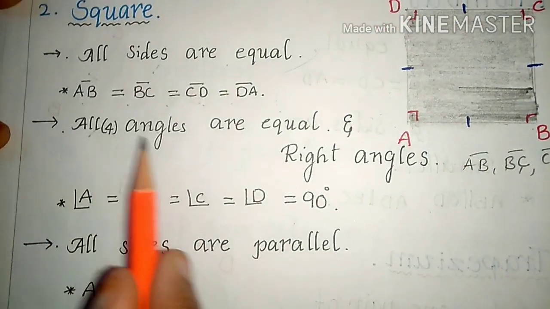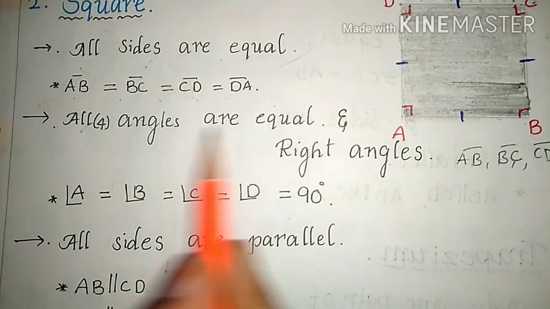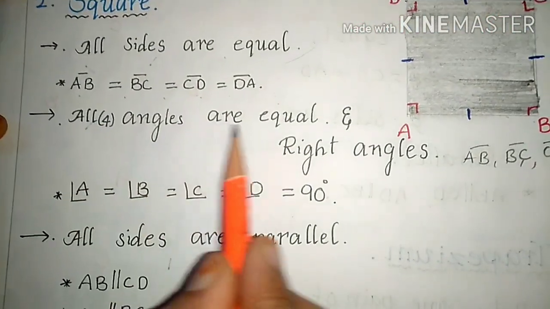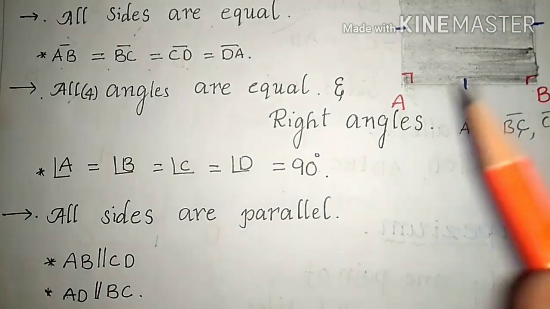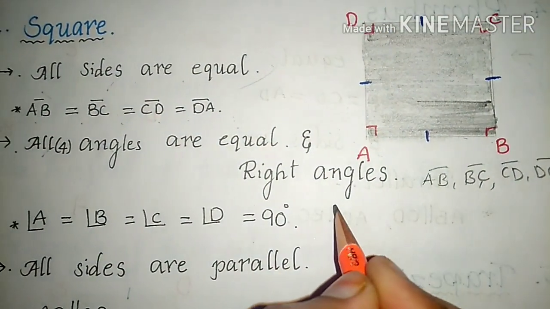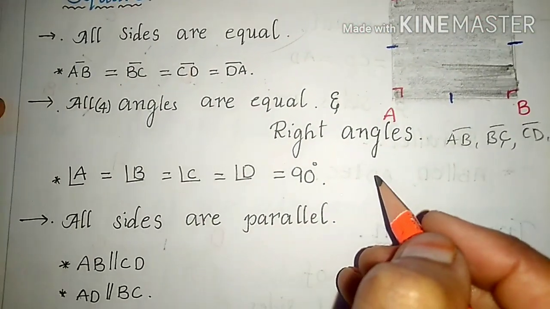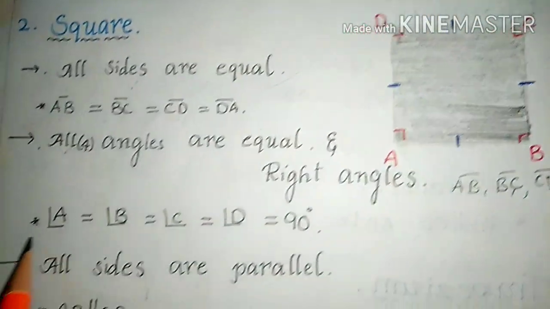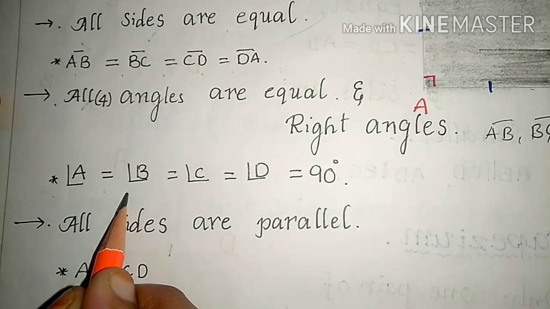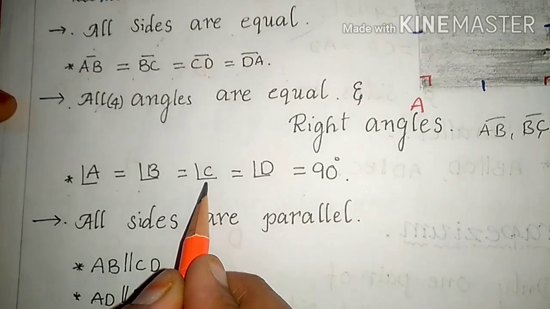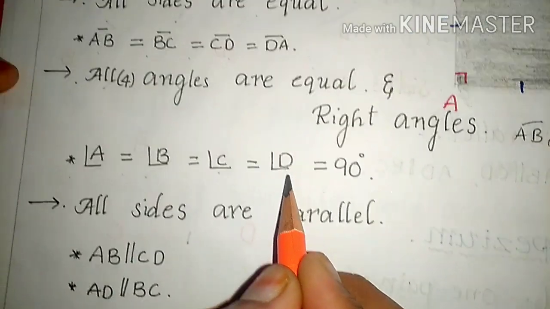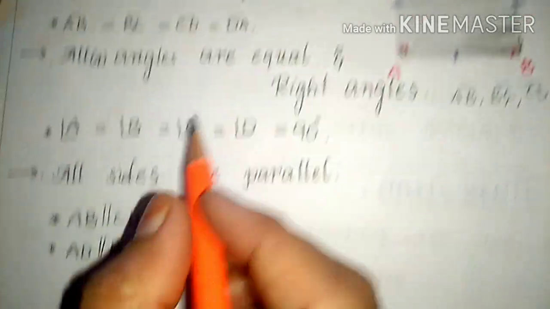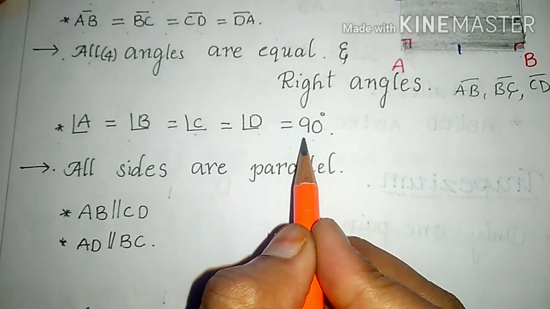Next, all 4 angles are equal. All means here, how many angles are there? 4 angles. All angles are equal and are right angles. What is a right angle? 90 degrees. So angle A equals angle B equals angle C equals angle D equals 90 degrees. Okay, all angles are right angles.